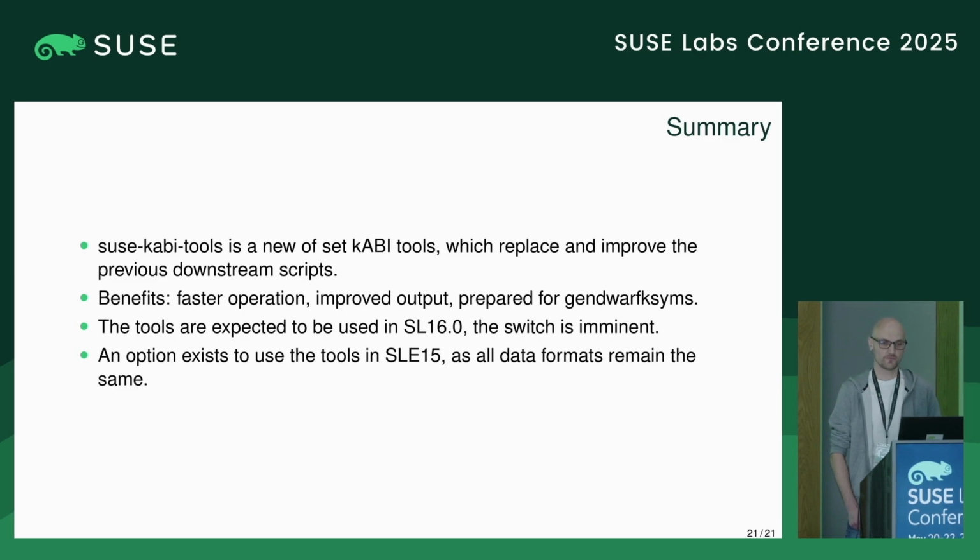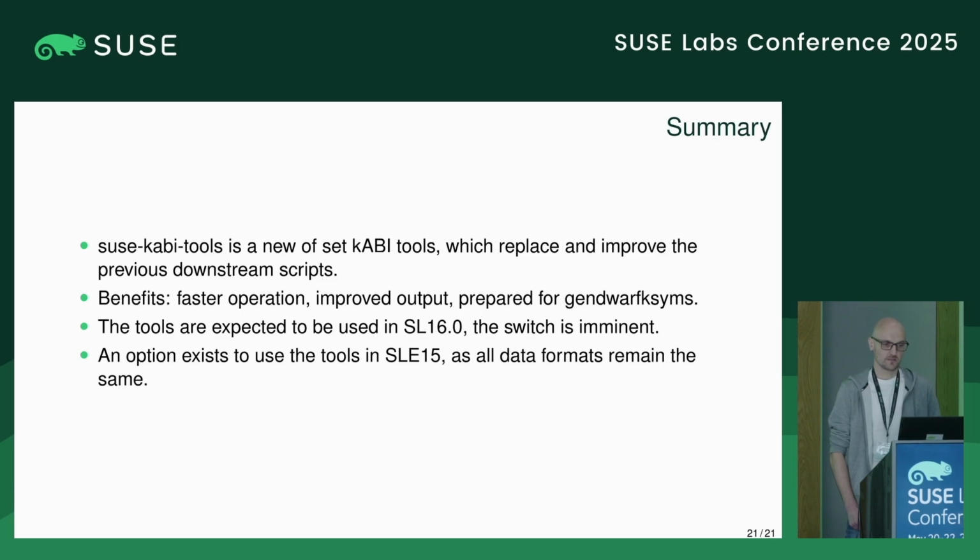As mentioned, the problem with gen-dwarf-ksyms is that it lacks any comparison functionality. Additionally, with suse-kabi-tools and gen-dwarf-ksyms, I believe there shouldn't be a need for the SUSE kernel to use any additional, more complex DWARF tooling, which some other distributions use.